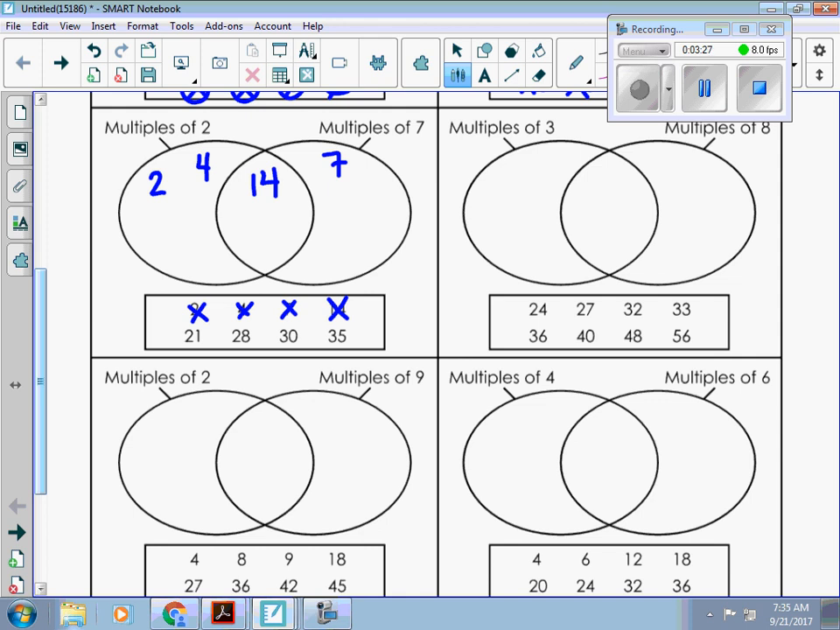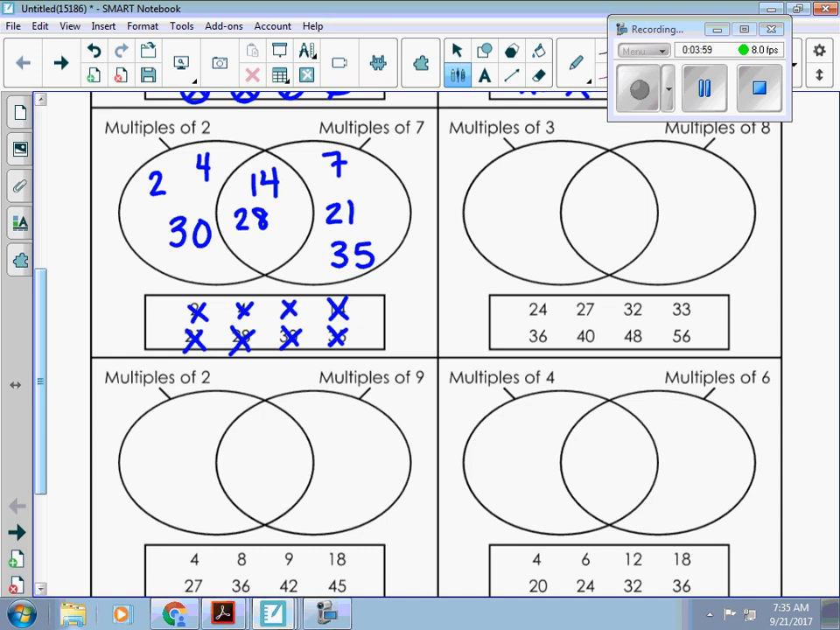Nothing times 2 is 21, but 7 times 3 is 21. 2 times 14 is 28, and 7 times 4 is 28, so it goes for both of them. 2 times 15 is 30, nothing times 7 is 30, so 30 is just on the 2 side. And because 35 is odd, it can't be a multiple of 2, but 7 times 5 is 35, so it goes on that side.